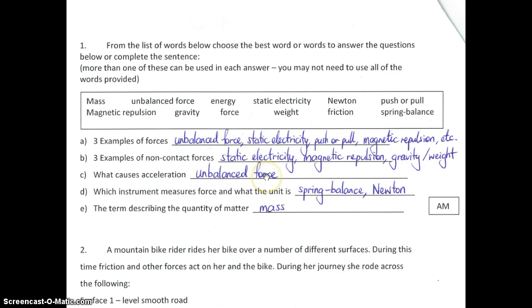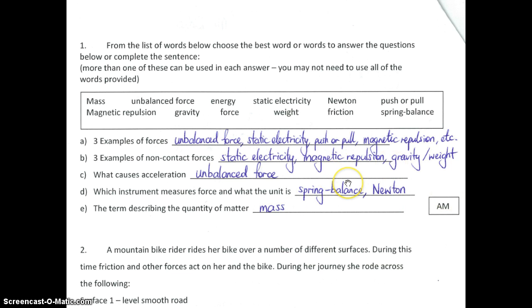What causes acceleration? The best option here was force, unbalanced force. That's where you've got forces on an object that are not balanced. We also accepted force or any other force that would cause acceleration, such as magnetic repulsion, gravity, etc. Which instrument measures force is a spring balance, and the unit is Newton. And the term describing the quantity of matter is mass.